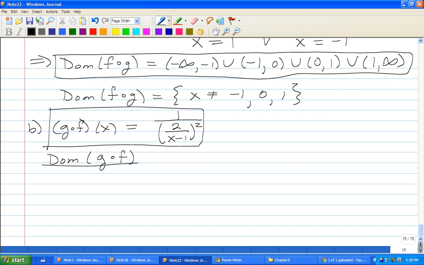You set the denominator to 0. Well, this whole denominator can't be 0, but this can be 0. So set x minus 1 to 0. Add 1 to both sides. So x is equal to 1.